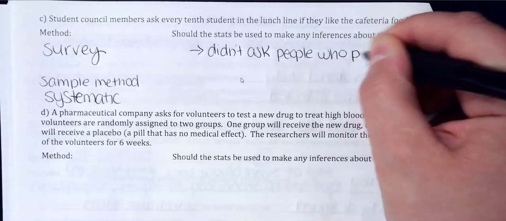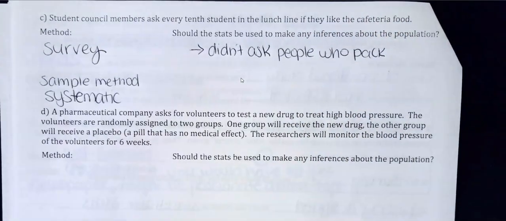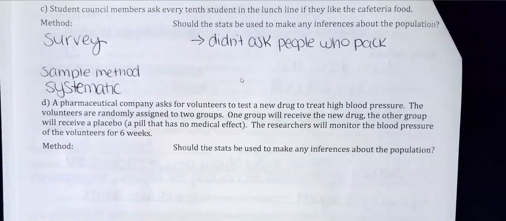So I would say, in an argument there, that this is probably not the greatest way to do this. Now, if I asked every 10th person that walked into the cafeteria, that would be a different story. But if I'm only asking people in line, you're creating a bias there because you're only asking people who actually buy the school lunch. So maybe you're more likely to buy lunch if you like it. I don't know. So I would just say you're underrepresenting anybody that packs their lunch there. So that's not the greatest. I probably would not use the statistics here.